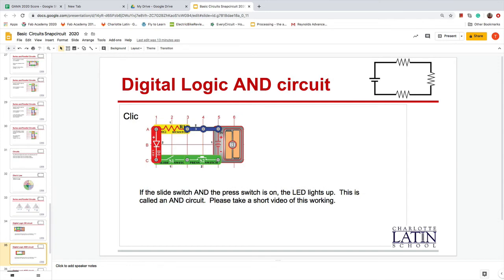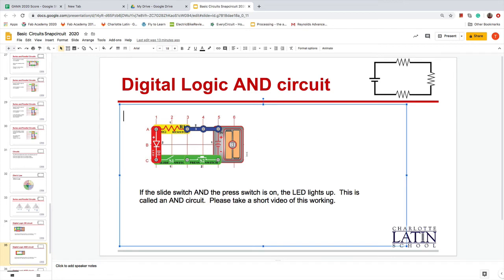Now an AND circuit. If you slide, this one requires both. So in an AND circuit, go ahead and build this, and I want you to think about what's going on there. What needs to happen for this LED to light up? This is called an AND circuit. This switch and this switch results in an LED. Again, take a video.